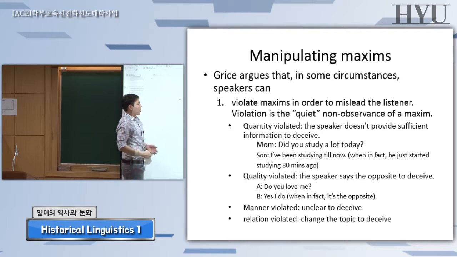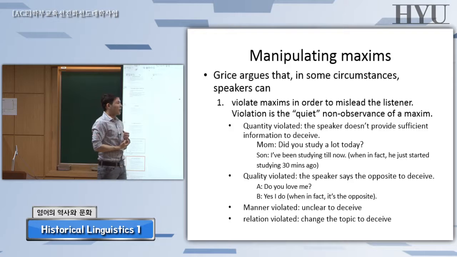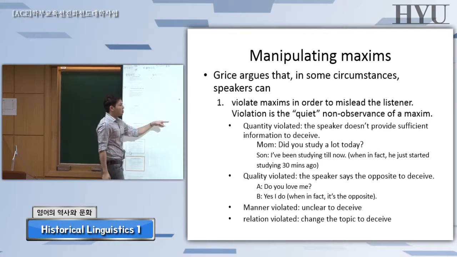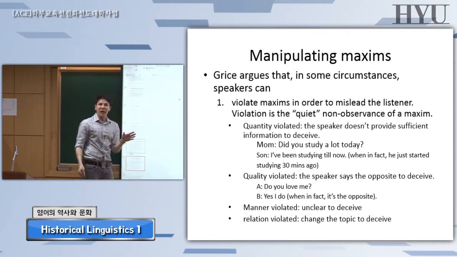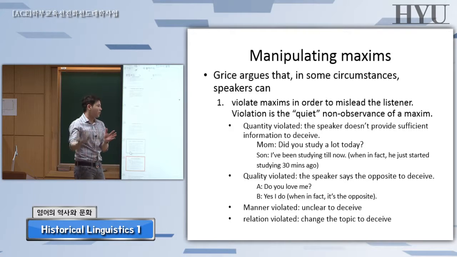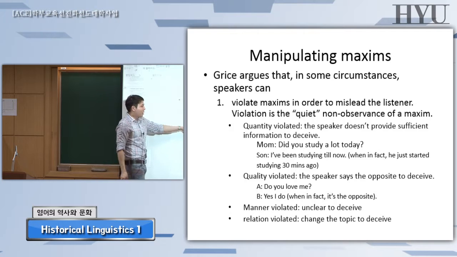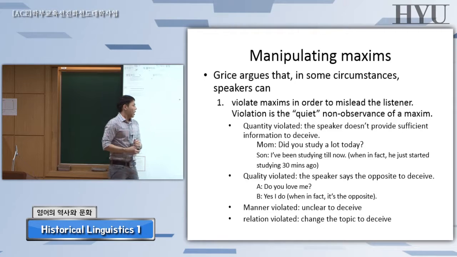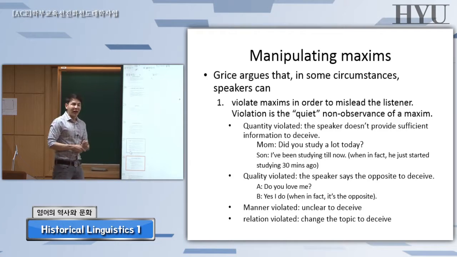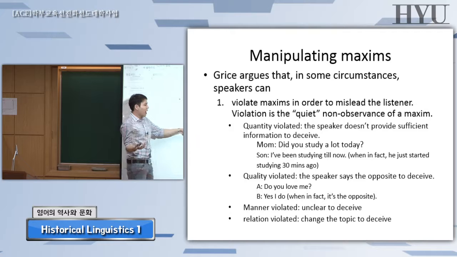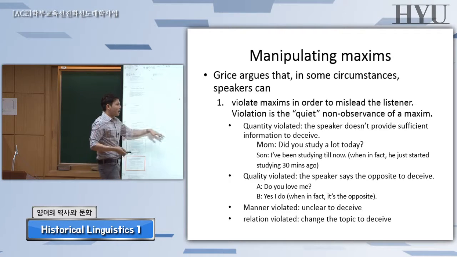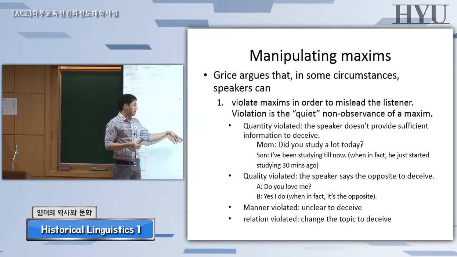So, for example, when the maxim of quantity is violated quietly, quietly here meaning secretly, the speaker doesn't provide sufficient information in order to mislead or in order to deceive the listener. So if your mom asks you, did you study a lot today? You say, I have been studying till now, right? So your mom will assume that, oh, you study a lot, right? Till now, meaning it's continuing. But in fact, you just started studying 30 minutes ago, for example, right?